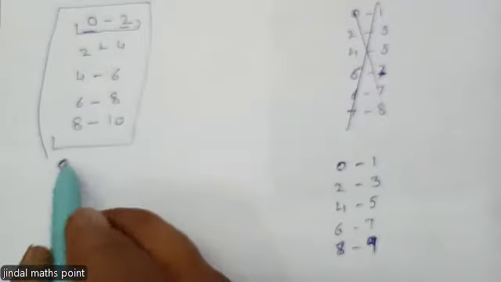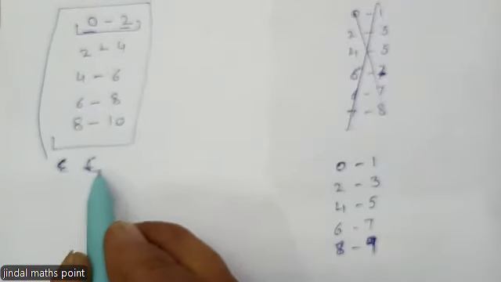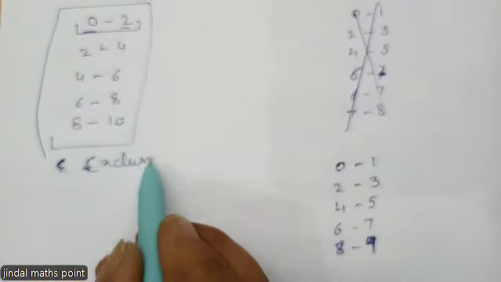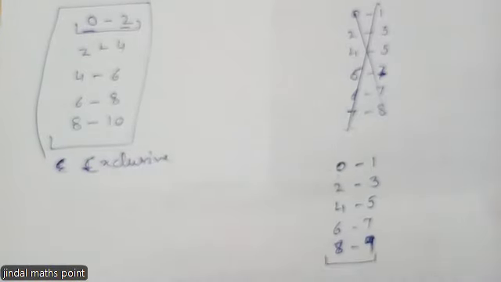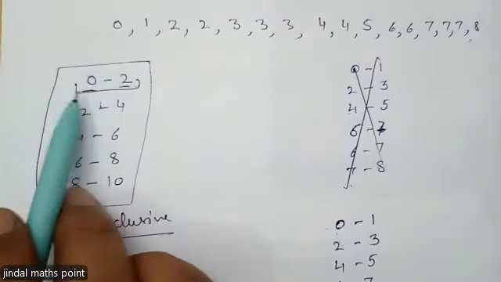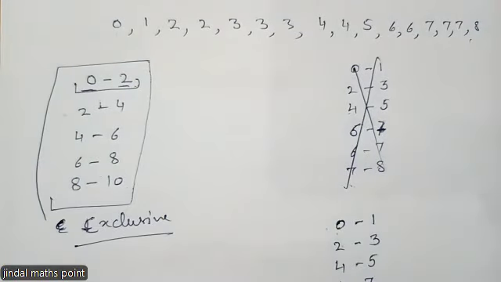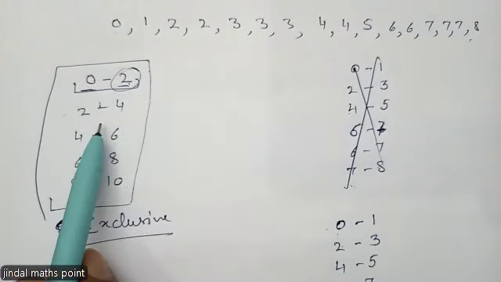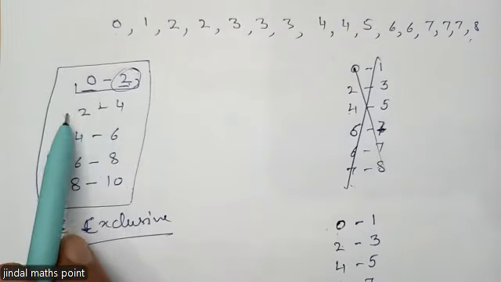Yes, this is exclusive and this is inclusive. This data is called inclusive. For exclusive, the upper class limit is not included in that class. Okay, Evelyn? The upper class limit is not included in that class. 2 is included in the second.